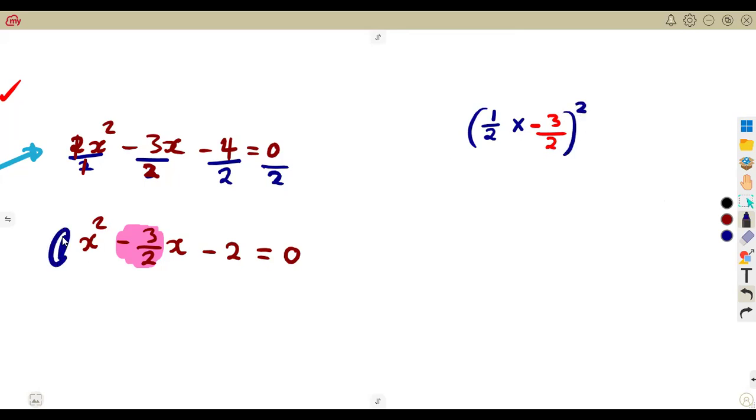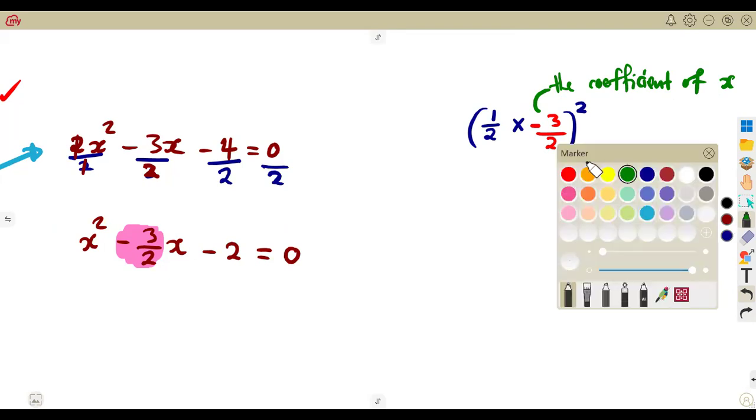Not to say this one, no. Half the coefficient of x, but you must square the whole bracket. So remember, this is the coefficient of what? The coefficient of x. This is the coefficient of x. This is a revision, guys. I talked about this on the introduction. Make sure you watch that.